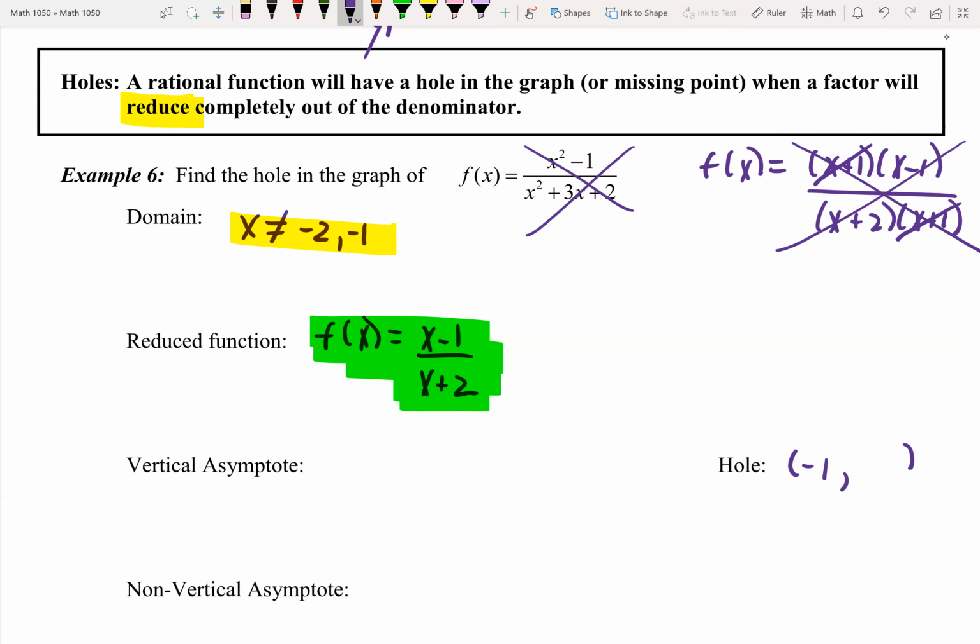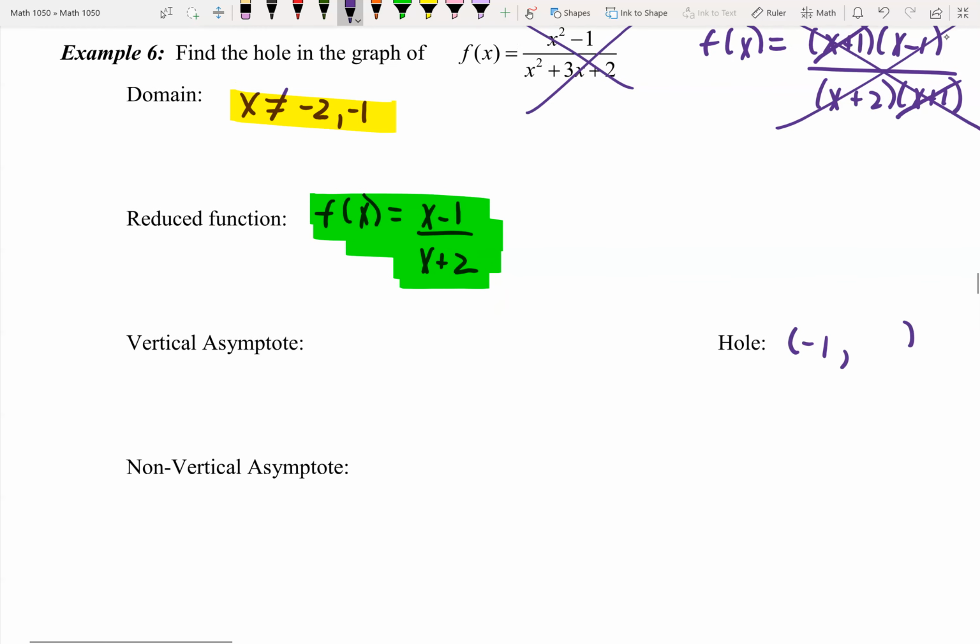Next step. Let's find the y coordinate of the hole. So we're on step 4. Someone tell me how to find the y coordinate of the hole. People get confused on this. Plug in the x, yeah. So everybody just go f of -1 is equal to (-1 minus 1) over (-1 plus 2). So that's a -2 over a +1, which is a -2.